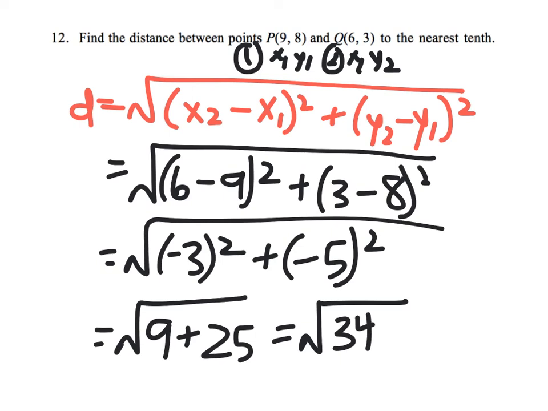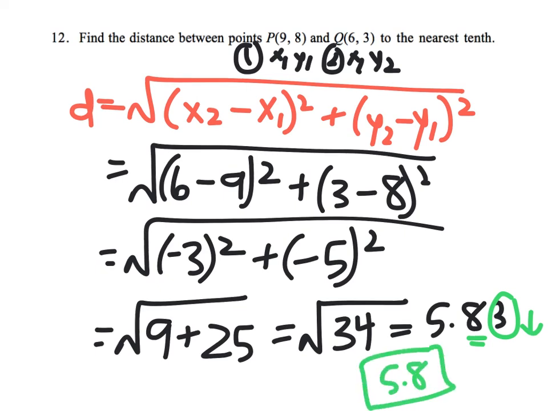34. I'm going to type that into a calculator quick and tell you what your final answer should be. All right, you would get 5.83. We want to round to the nearest 10th, so we want one number here. Since there's a 3 here, we're going to round down. If it was 5, you would round up. So my answer is going to be 5.8 is the distance of my line.